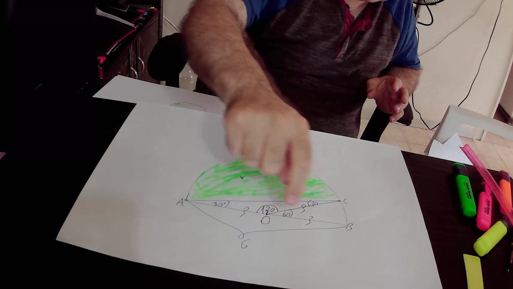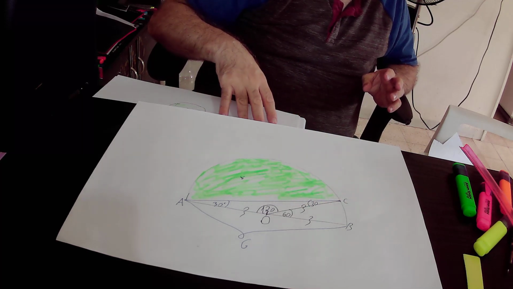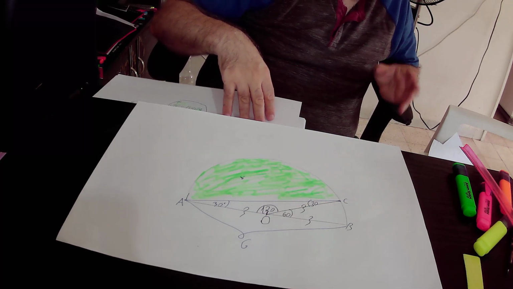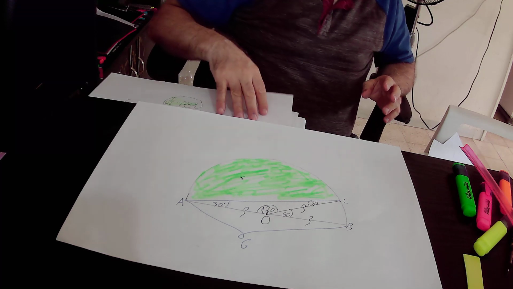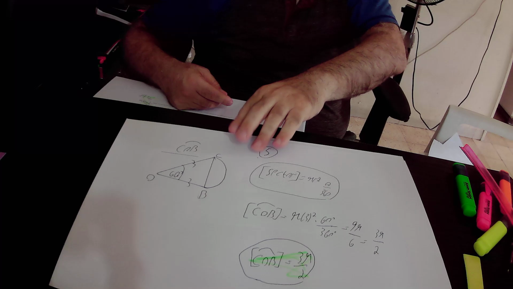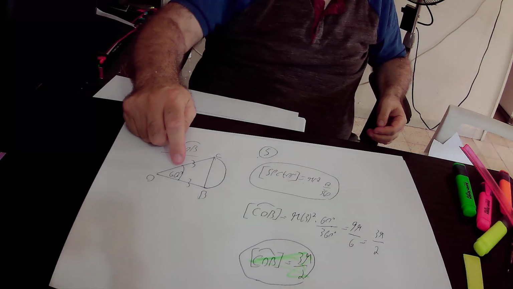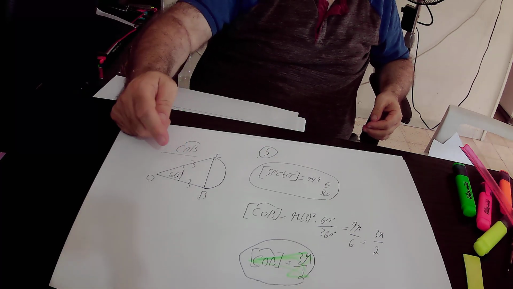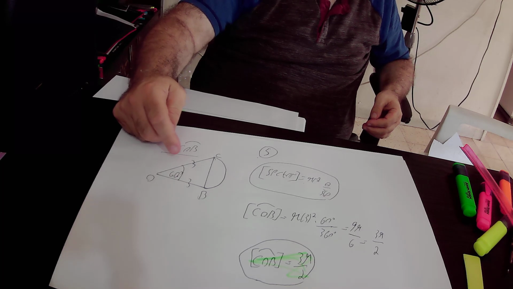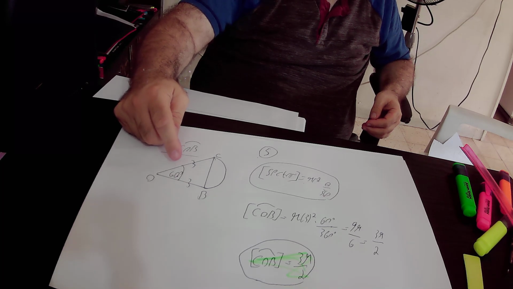Then I copied sector COB onto a new page and implemented the new formula in order to find the area of this sector. So this is sector COB that I copied from the original drawing. The angle between the legs of the sector is 60 degrees. OB equals OC equals 3, both legs of the sector.